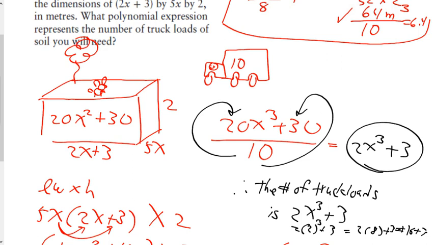If x is 3, that becomes 2 times 27 plus 3. That's 57 truckloads if x is 3. And if x is 100, that's a whole lot of truckloads, right? So when x has a value, we can then determine the exact number of truckloads. But algebraically, it's that many truckloads right there. That's your solution.